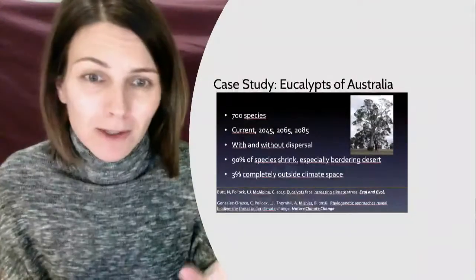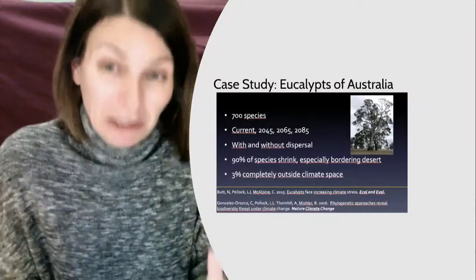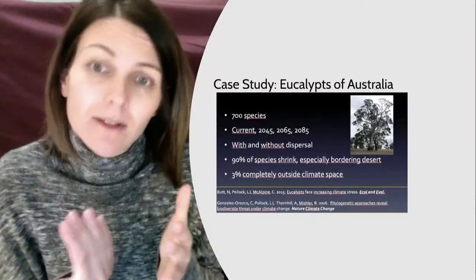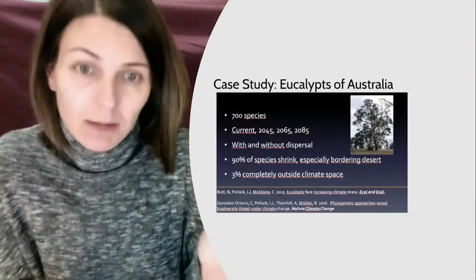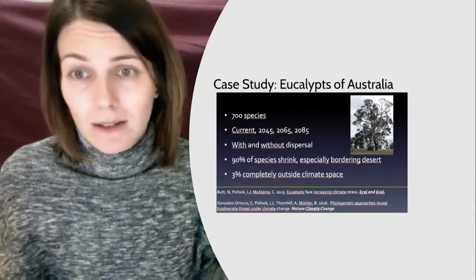And just very briefly, I will tell you that the climate projections are not necessarily good for these species. We have 90% of the species shrinking in their distribution according to the climate models, and 3% actually end up entirely outside of their climate space.